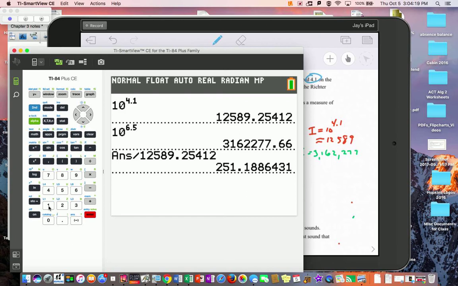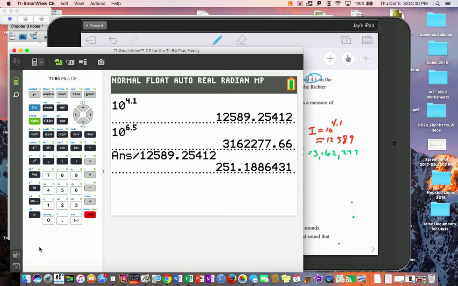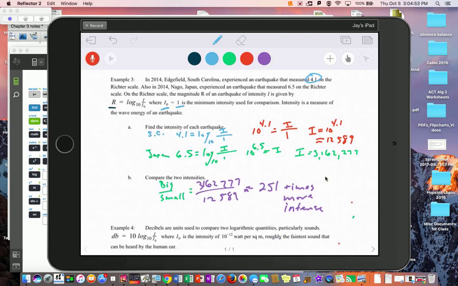And when you do that big over small, 3.162 divided by the 12.589, the calculator showed us it was approximately 251 times more intense. And all this is due to the base 10 Richter scale.